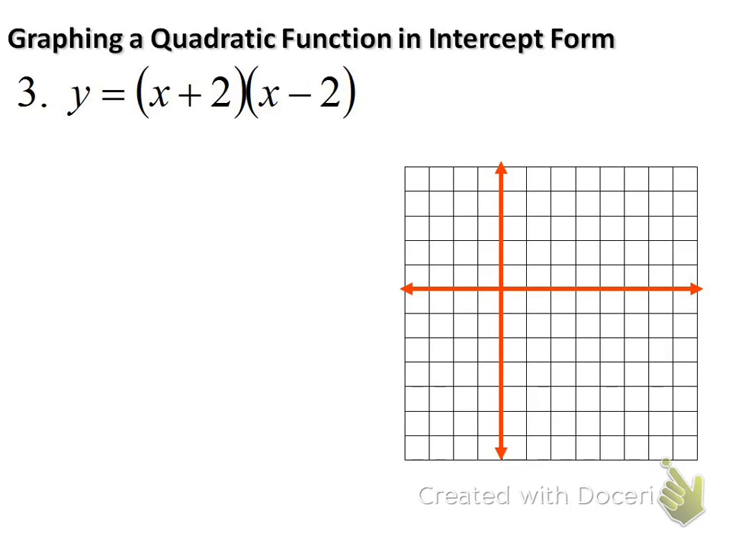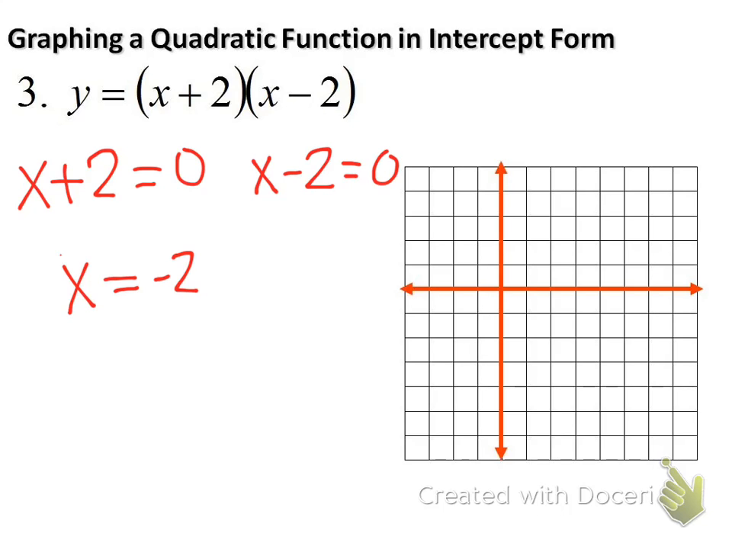All right, how do I start graphing in intercept form? This is the one that's kind of different. You go kind of backwards. Yeah, you set them equal to 0. That'll give you your x-intercepts. Pretty easy to tell what they're going to be here. Negative 2 and positive 2. So I have a point at negative 2, I have a point at positive 2.